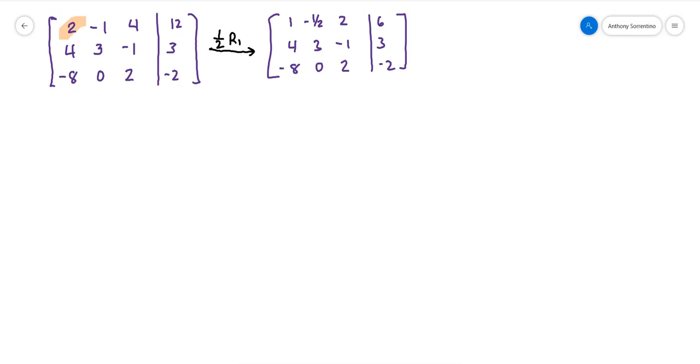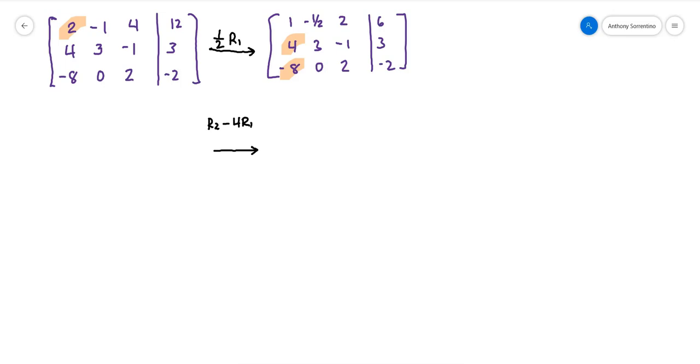Now I want to establish my zeros here and here. I'm going to indicate 2 row operations at the same time because I'm going to do similar things to get my zeros. It also saves some space. Row 2, I'm going to subtract 4 times row 1.